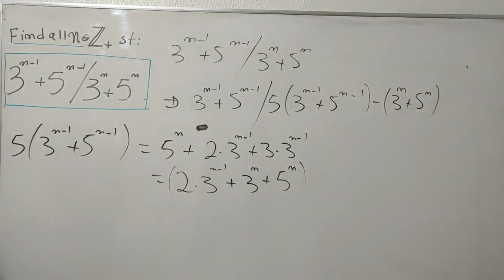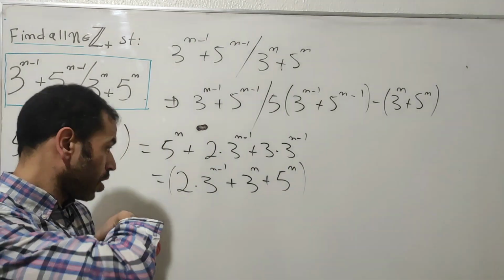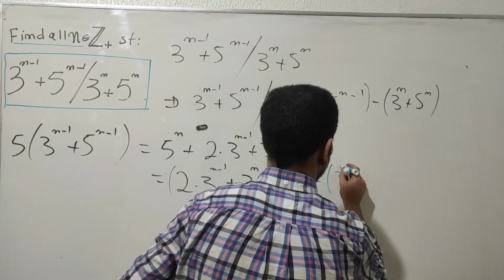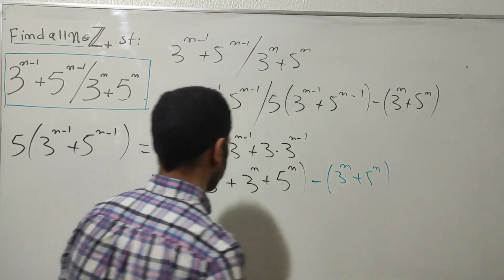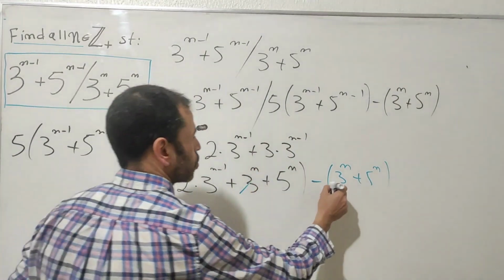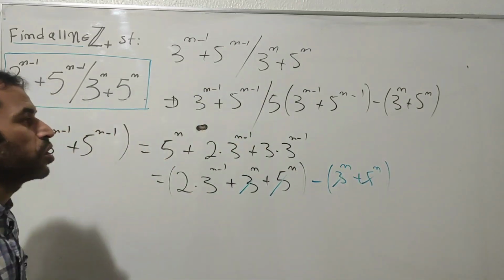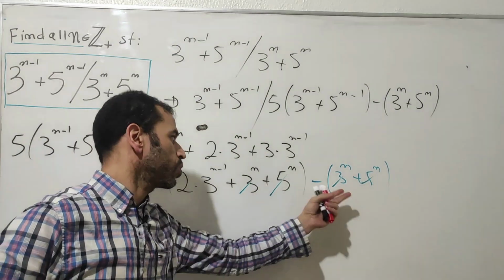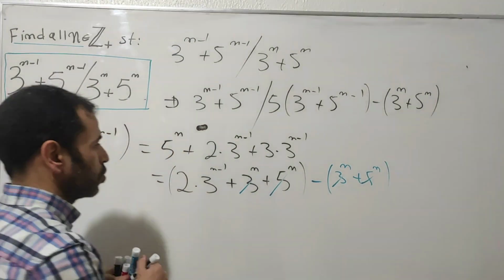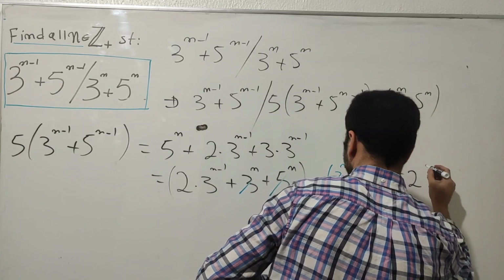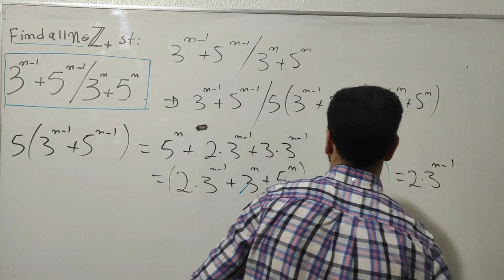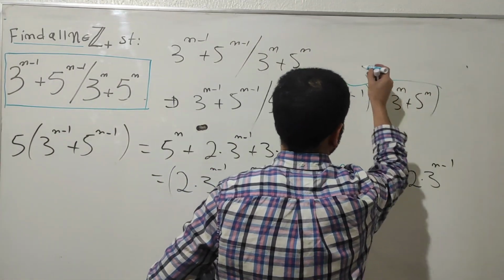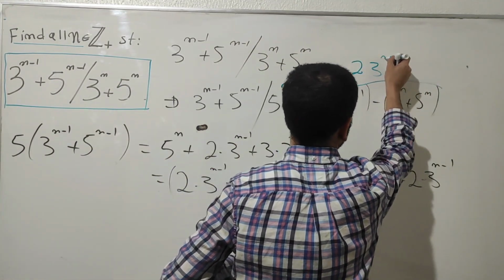After you consider these two terms, let's put it here: I got minus (3^n + 5^n). Then this one cancels out with this one. Now we will see the trick why you put it in this form. These terms show up here and we need to cancel them out. I will be left only with 2 multiplied by 3^(n-1). So the whole thing becomes 2 multiplied by 3^(n-1).